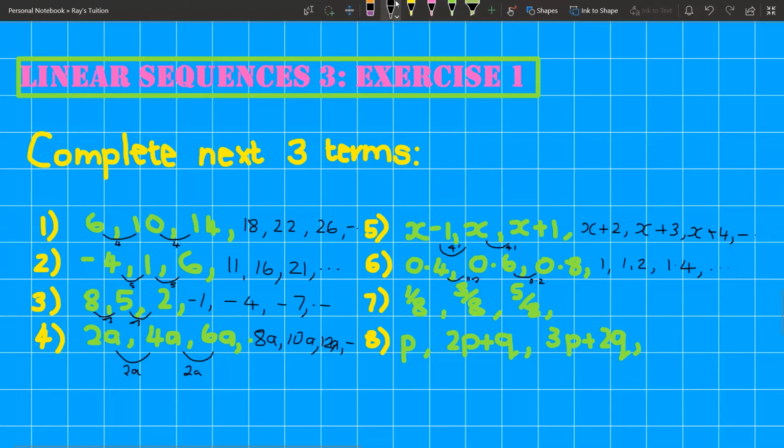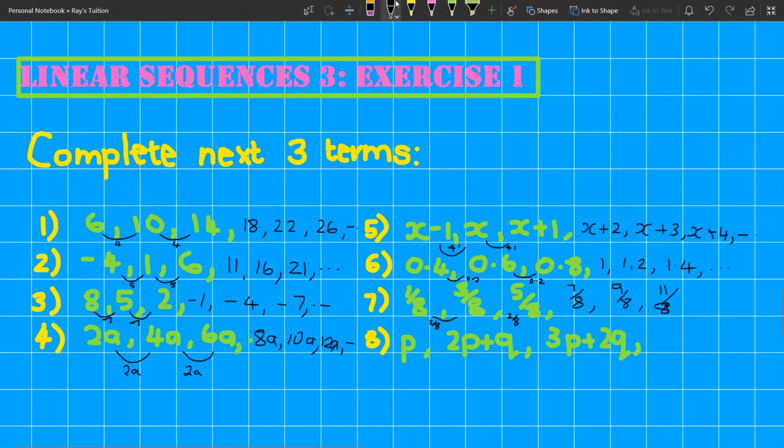Then what we have are fractions. Okay, again, we're going to find our common difference. So from 1/8 to get to 3/8, we added 2/8 or a quarter. And from 3/8 to get to 5/8, we again added 2/8 or a quarter. So each time we're adding a quarter or 2/8. So 5/8 plus 2/8 will be 7/8, and then we will get 9/8, and finally 11/8.